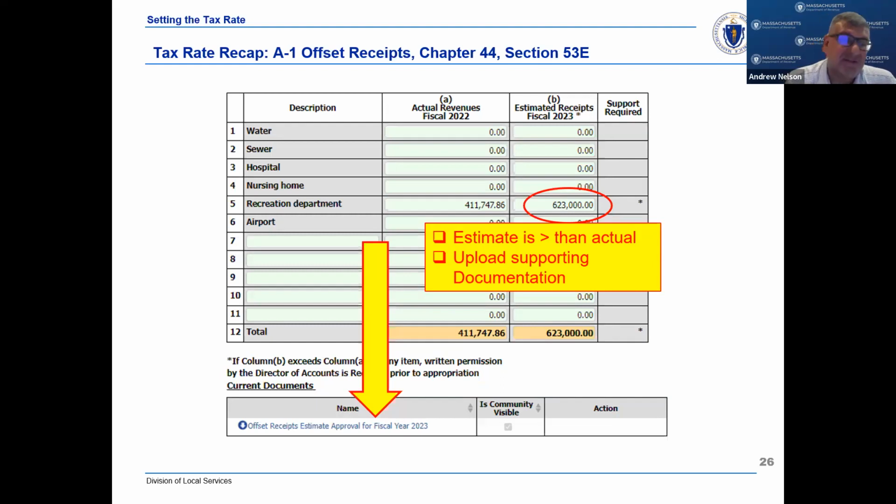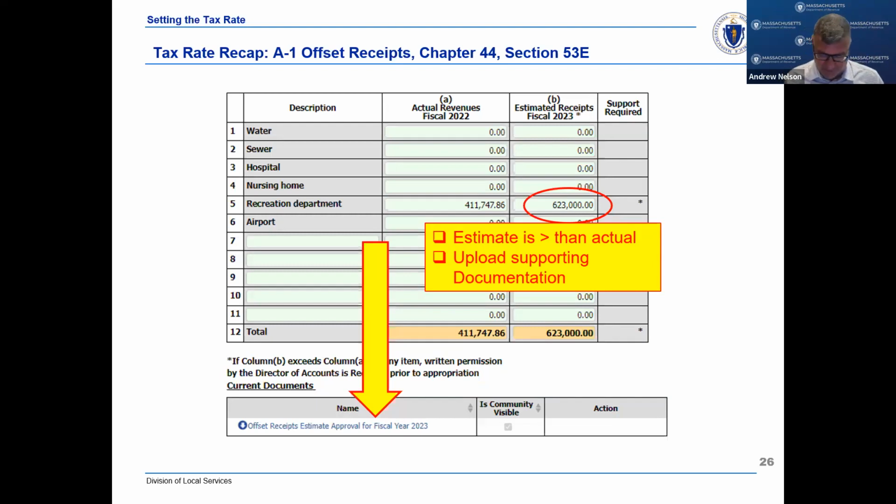You should do this in advance because it's going to go to the director or the deputy director. They will review the information you've sent in, assuming they feel that the information is sufficient. They will approve it. It will come back, you will get an approval note, and we will get a note in our system that says it's been approved and allow you to proceed. Until that step is done, this form cannot be submitted if the estimated receipts are in excess of the actual receipts. So do not wait till the last minute if you have higher estimated receipts than actual receipts.